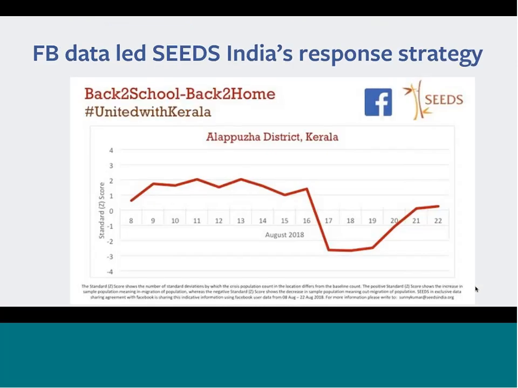The way this information was used was Seeds India was able to govern their communication strategy with these insights as the backbone. You can see here in a particular district in Kerala, they saw very significant changes in population away from the flood-affected zones. But then as people on August 21st and 22nd started to return home, they knew that they could switch their messaging to ones that were about returning safely back to school and safely back to home. And they're able to use our movement data to figure out both the timing and the content of that communication strategy.